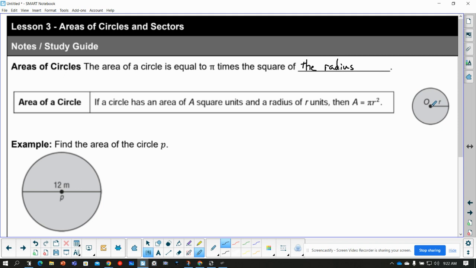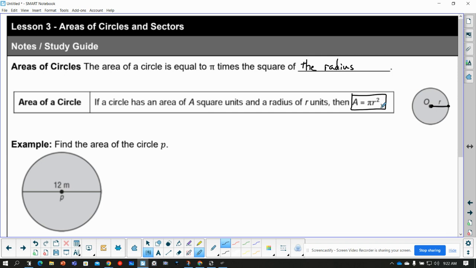Okay, the radius. The radius is the distance from the center of the circle to any point on the circle. Center to any point on the circle. And so you've probably seen this formula multiple times by this point in high school. And if you're going, no, I don't think so, say it out loud. It should sound familiar, right?